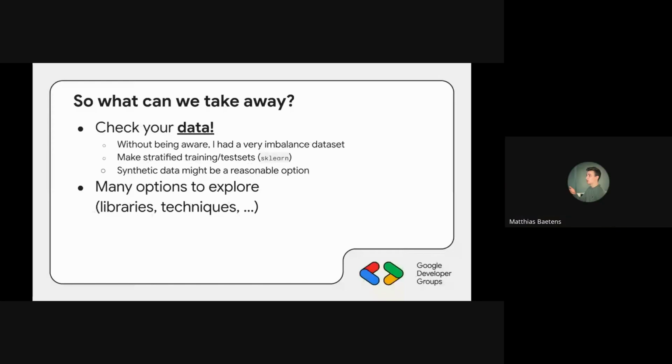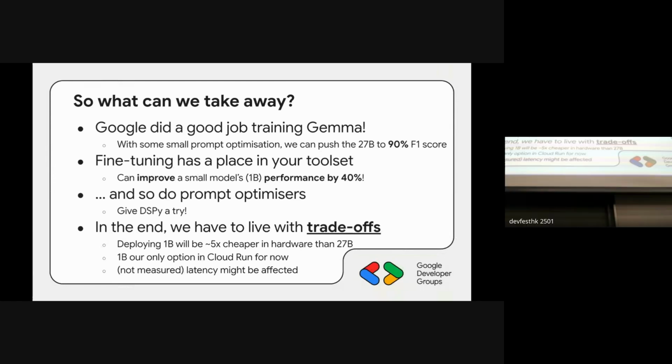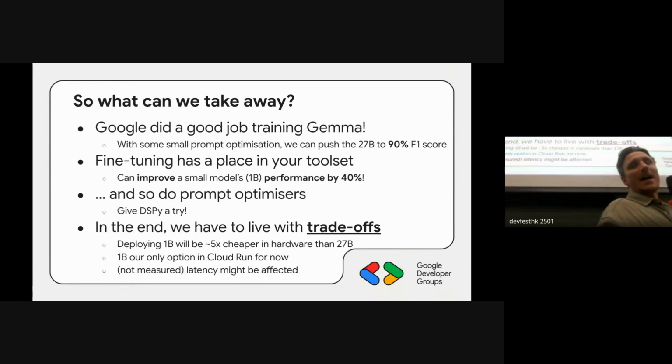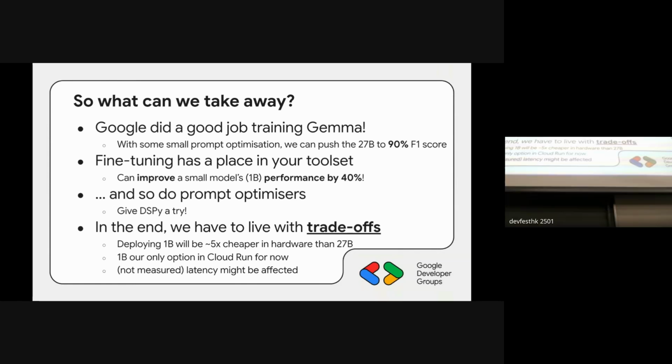In the end, I can say we can do a very good job at Gemma. In Gemma, with small optimization, the model reaches 90%, which I think is enough. It's fair to say fine-tuning has its place. It can improve the small model by up to 40% in my case.